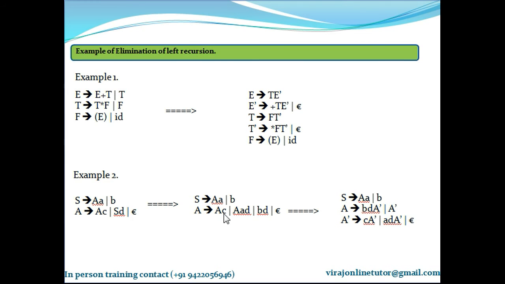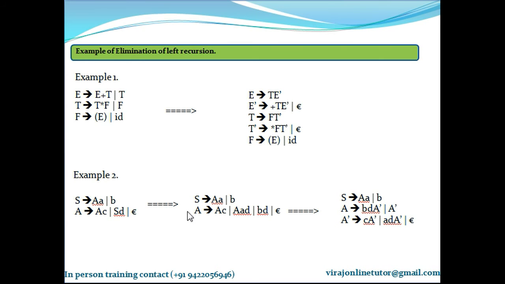This is of the format A alpha 1, here alpha 1 is equal to C, A alpha 2, here alpha 2 is equal to AD, beta 1 which is equal to BD, beta 2 which is equal to epsilon. So just apply the formula. A gives beta 1 A dash or beta 2 A dash, and A dash gives alpha 1 A dash or alpha 2 A dash or epsilon. Done. Your left recursion is gone. Just apply the formula. Very simple.